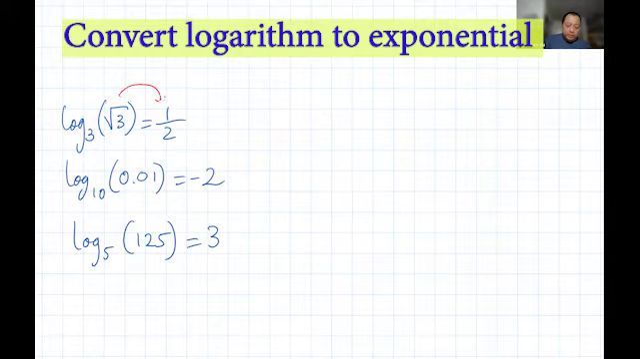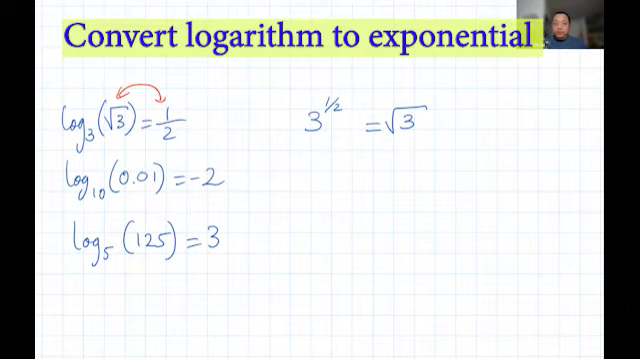So again, we switch places of these two. The square root of 3 used to go with the base of 3 in logarithm. Switching to exponential, it becomes the answer. And the 1/2 used to be the answer in logarithm. Switching to exponential, it goes with the base. And the base is 3, so 3 to the 1/2, like that.